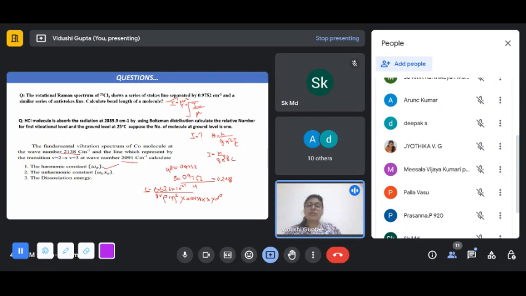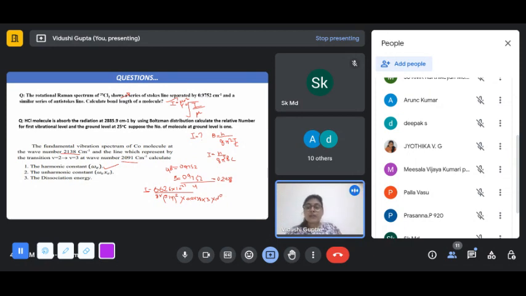Then we have to calculate the bond length. For that, we know that I is equal to mu r square, and bond length is r. So r will be the square root of I by mu, and the I we will determine from the formula h upon 8 pi square bc, where h, pi, b and c we know. Therefore, by putting the value of I in this equation, we get the bond length.